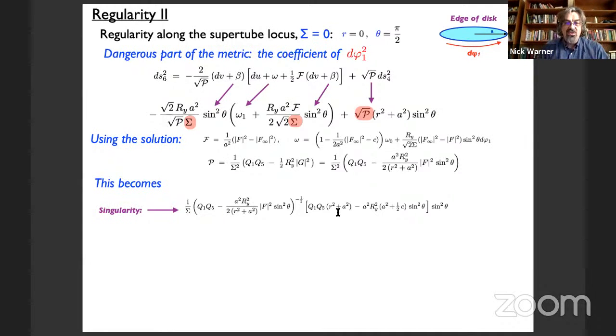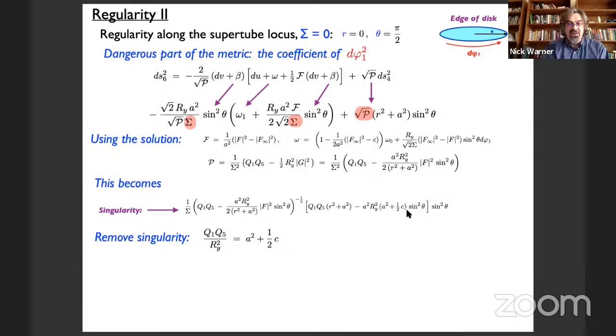So this is in general what you would get. You would have a singular source along the supertube. But remember, this locus is r is 0, theta is pi on 2. So r is 0 gives you q1, q5, a squared here. Theta is pi on 2, that turns it to 1. So you have to relate this to this. And so you can remove the singularity by the simple expedient of setting this quantity equal to this quantity when r is 0 and theta is pi on 2. And then it will cancel that.